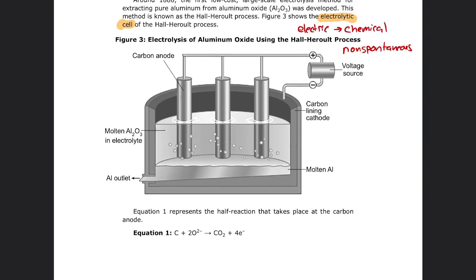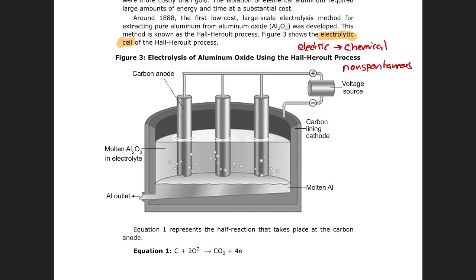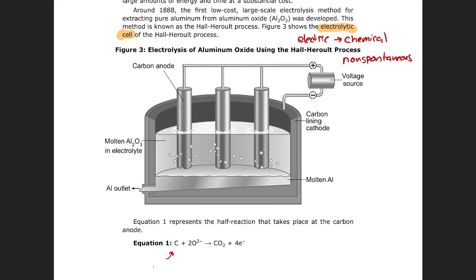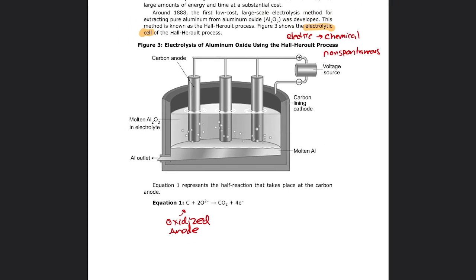Okay, then below it says equation 1 represents the half reaction that takes place at the carbon anode. If carbon is at the anode, then we also can remember An Ox, Red Cat, and think, well, carbon is going to be oxidized. All right, so that's our chemistry component of this passage.